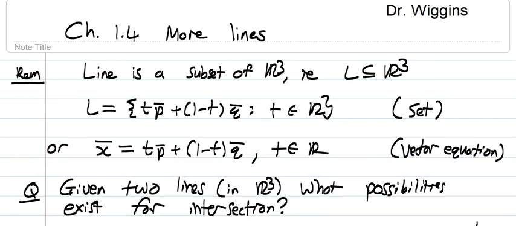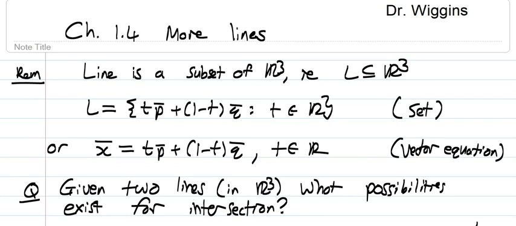Or we can say it is all the vectors that satisfy the following equation: x equals tP plus (1 minus t)Q, where t is a real number. Guys, again, notice the notation. x, P, and Q are vectors, hence we're putting lines on top of those variables.